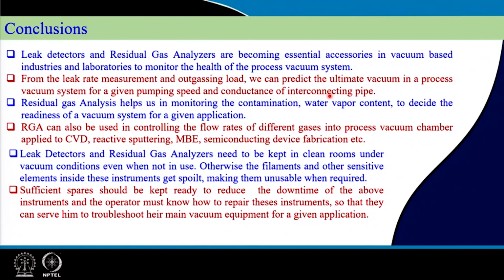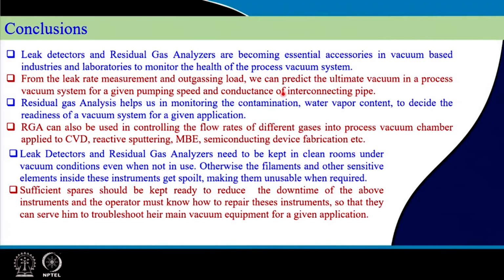I hope things are somewhat clear to you, but it is a very big field, because a lot of instrumentation is there. Now automation is there, IoT is coming in, and they are continuously upgraded and commercially available. So, I request all of you to go through these things on the internet, where a lot of articles are there. To conclude, leak detectors and residual gas analyzers are most essential equipment in a sophisticated vacuum laboratory or industry, particularly for high vacuum and ultra high vacuum.